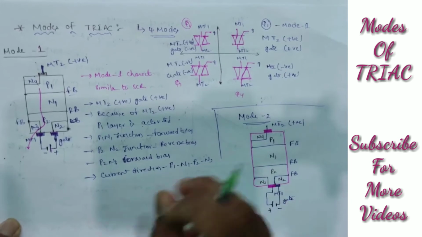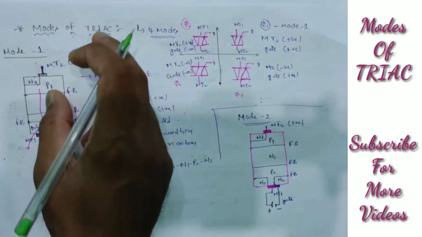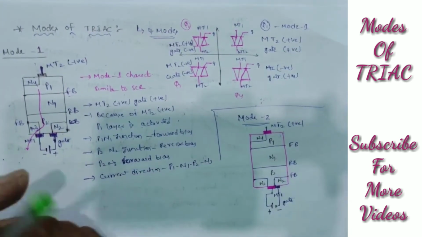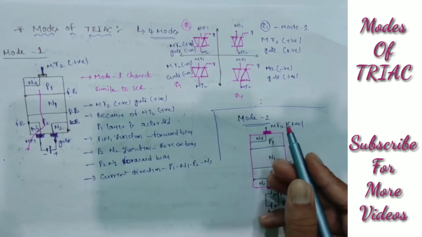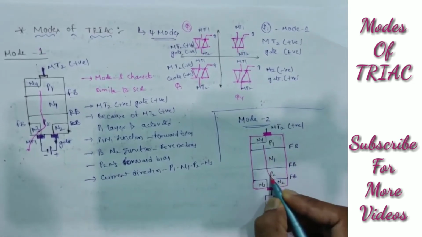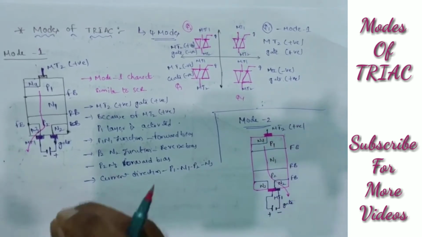And what about the current flowing? I already told the current always flows from the positive to the negative layers. So that's why the current is flowing from P1, N1 and P2, N2. So this is the current direction.